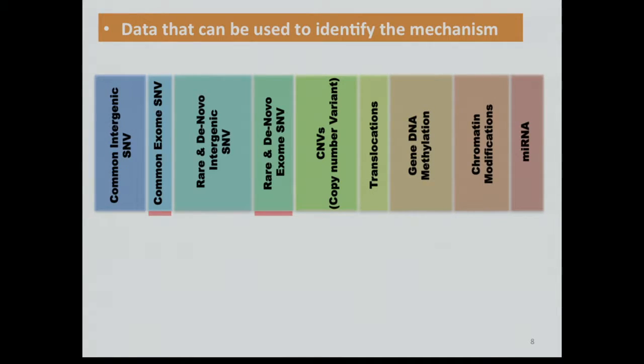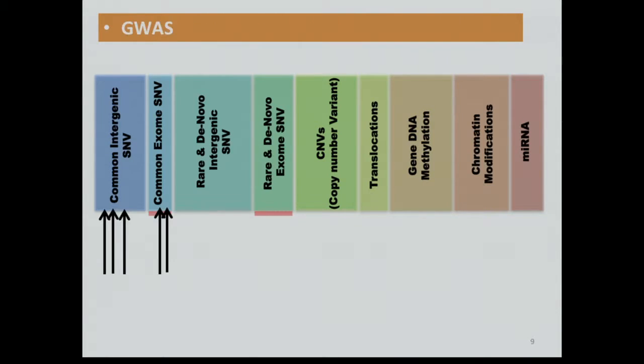So the data that can be used in principle to identify these mechanisms is diverse. There is a lot of variation, coding and non-coding variation. Then there are structural aberrations of the genome. There's methylation, post-translational modifications, etc. And all of these things can affect the disease.